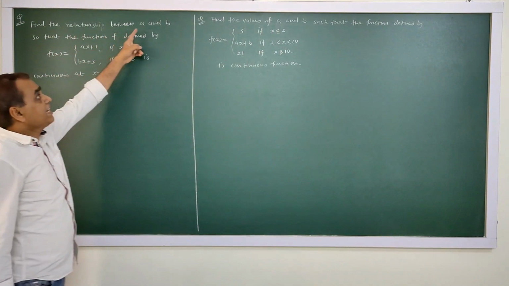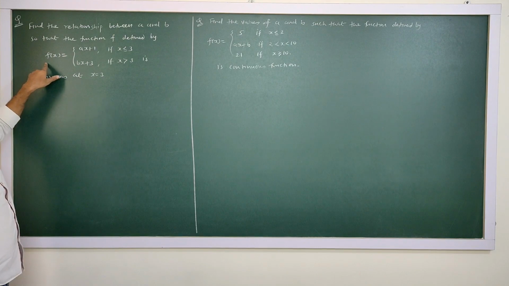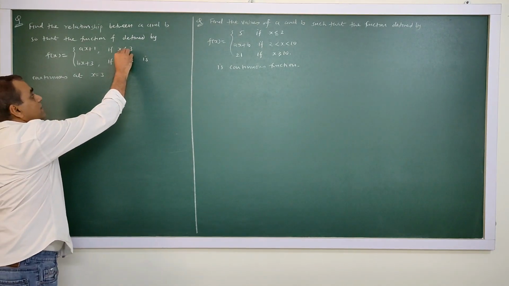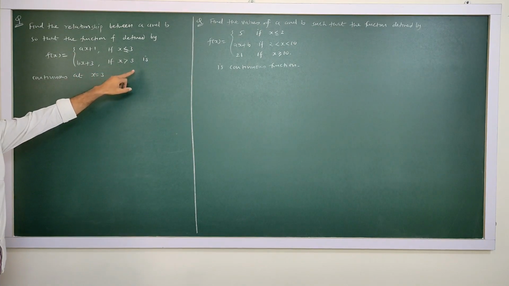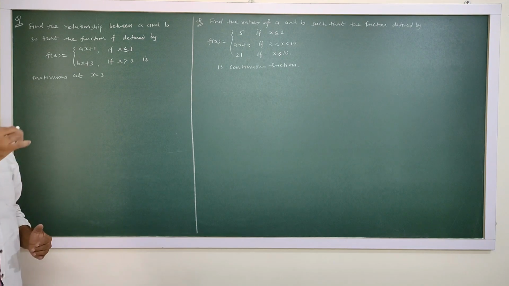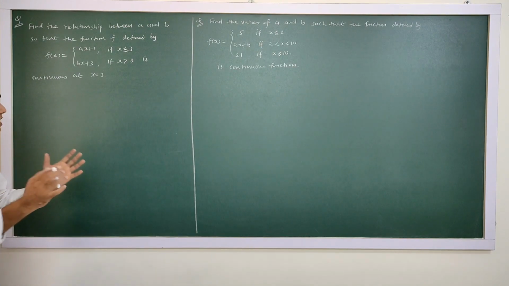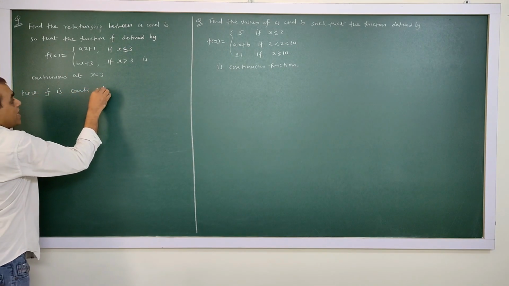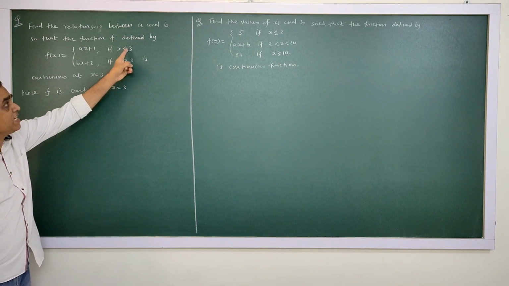Find the relationship between a and b so that the function f defined by f(x) equals ax plus 1 if x is less than or equal to 3, and f(x) is bx plus 3 if x is more than 3, is continuous at 3. Here we are given the function is continuous at 3. We are not asked to check. f is continuous at x equal to 3, and at 3 the function is changing its formula.